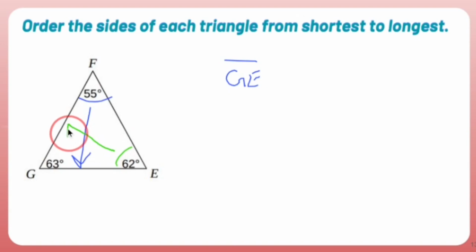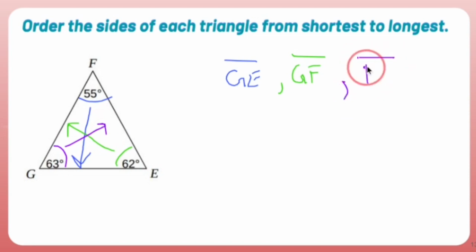The side opposite that is side GF, so we'll say side GF for girlfriend. And last but not least, the biggest angle is 63, so the side opposite of that is going to be FE, so my longest side is FE. So there you have it. Whatever the shortest angle is, its opposite side is the shortest side, and so on and so on. And we are done.